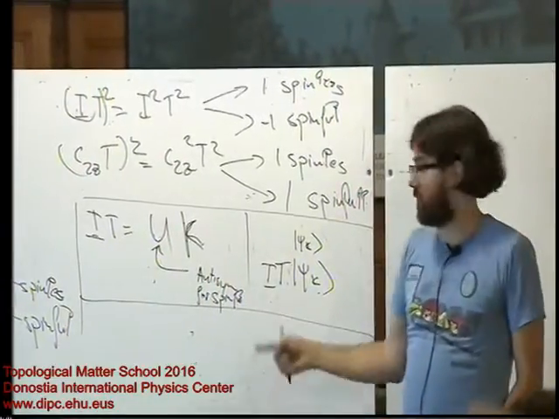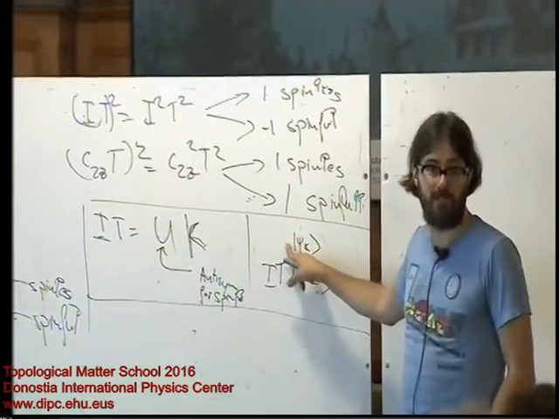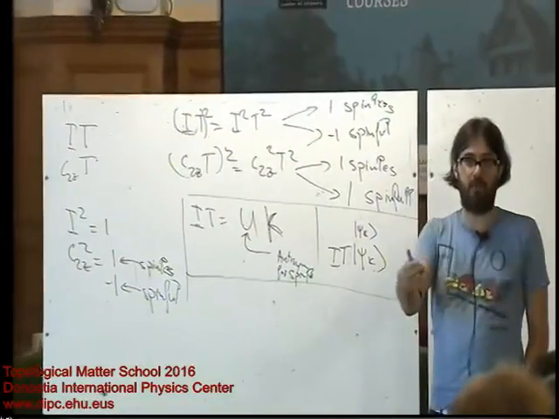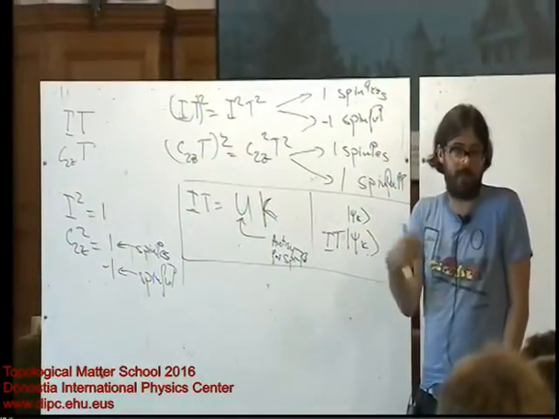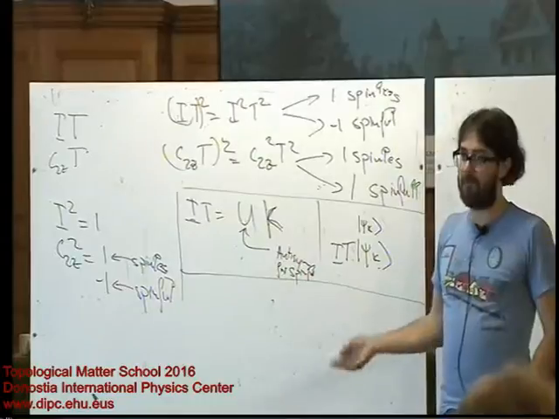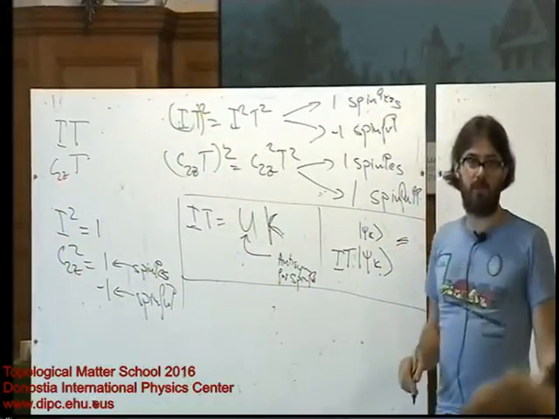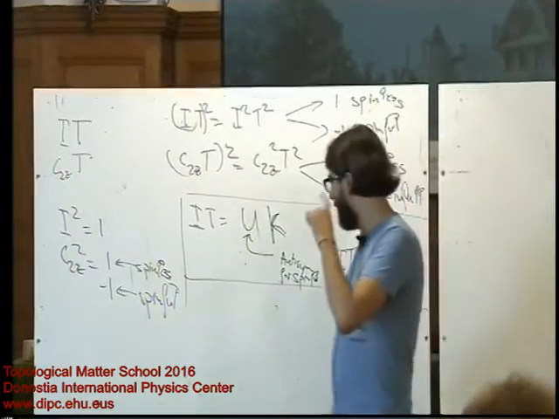So now I have two options. Either this one, IT times psi, is exactly psi or is different. If it's different, I have a twofold degeneracy. If it's the same, I have one-fold degeneracy. So is this the same or different? Different, from the same proof. So bands are always twofold degenerate. Okay? So bands stick together.